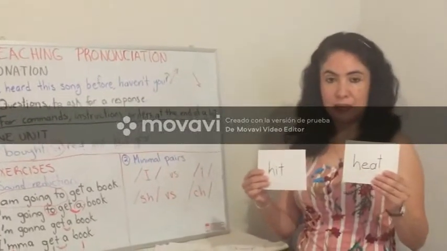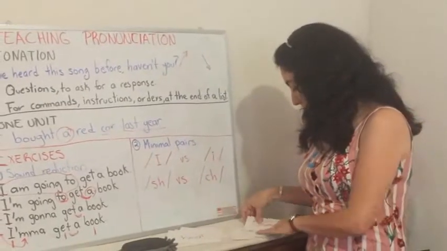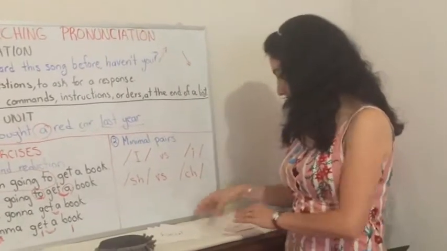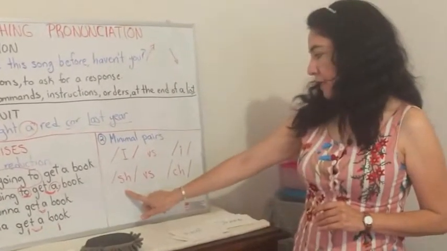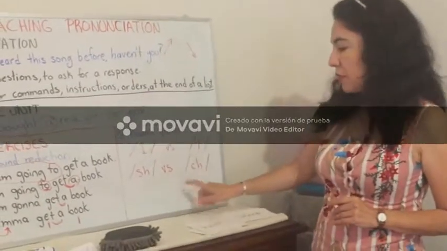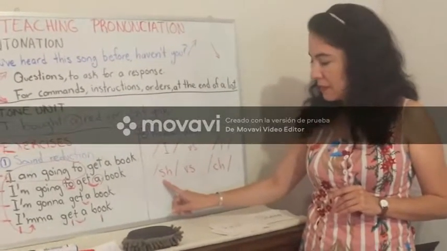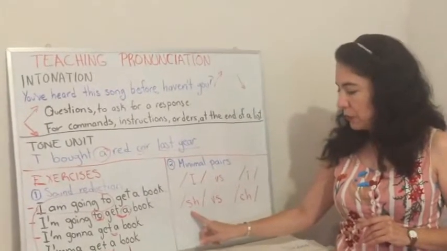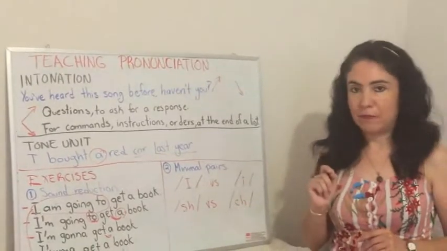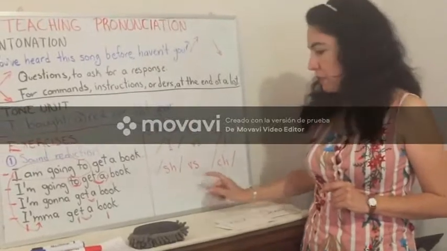Het, heat, het, heat. And so on. So students identify the sounds. Another example would be the sh and ch. Sh, ch. For Spanish speakers, it's easy to tell them how to make this sound, because you tell them to make as if they are shushing someone, like shh. And then this one, we have it in Spanish, so we don't have a problem with it.